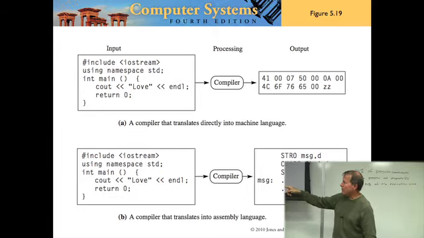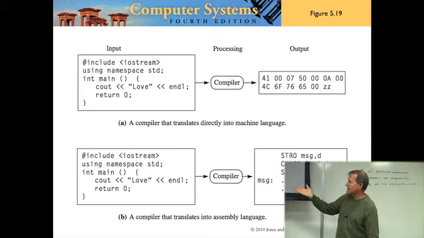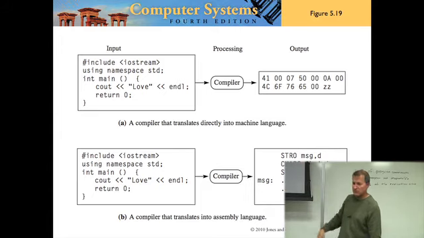And then in part B, it shows a compiler that translates to assembly language. So in this case, you have the C++ as the input to the compiler. The output of the compiler is an assembly language program as opposed to a machine language program. Is that clear? Okay.